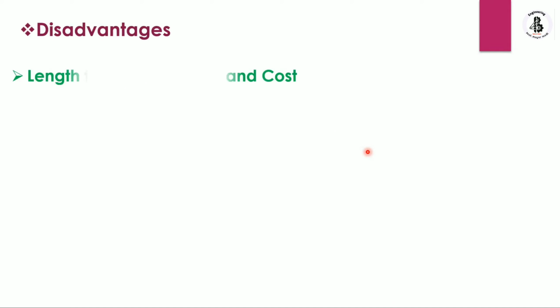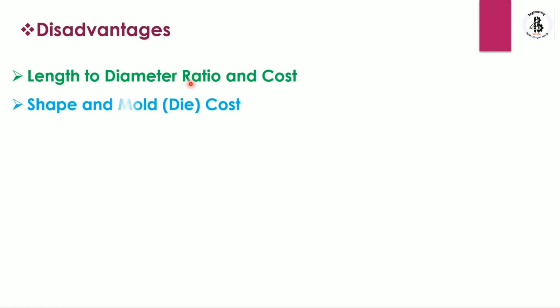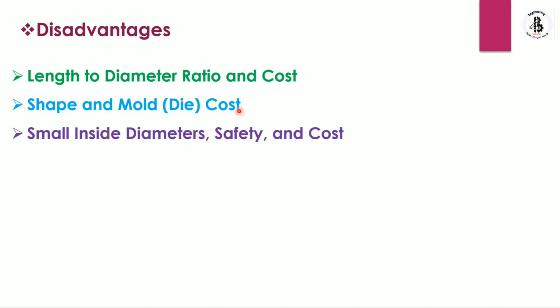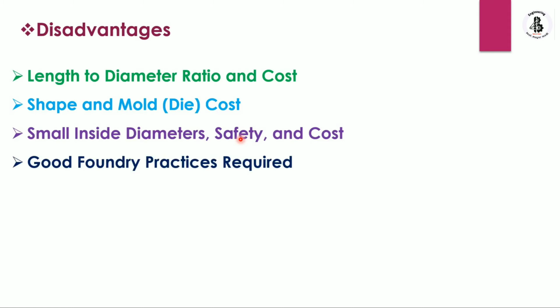Some of the disadvantages: length to diameter ratio, which increases the cost. Shape and mold die cost, because all the molds are made with metallic materials. Small inside diameters and safety, which also increase the cost of the products. Good foundry practice is required, so a skilled operator is required.